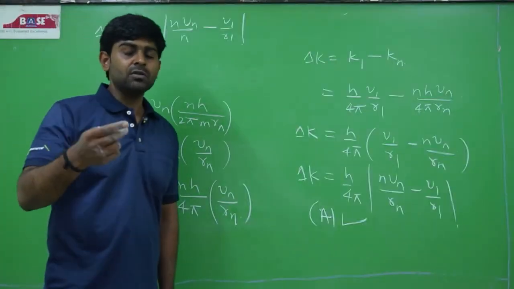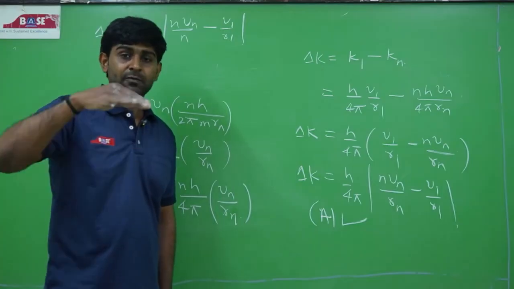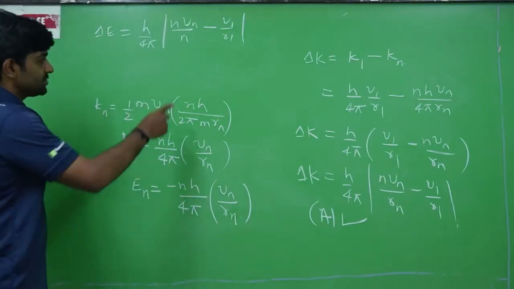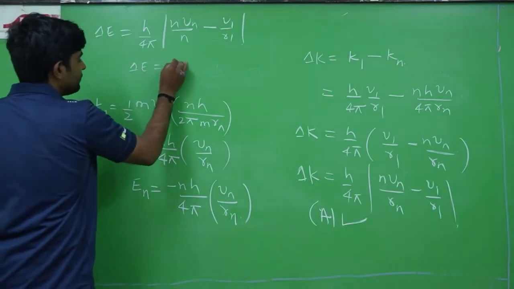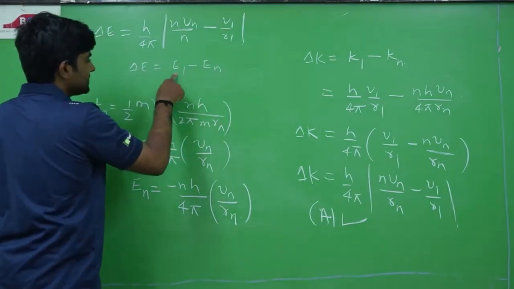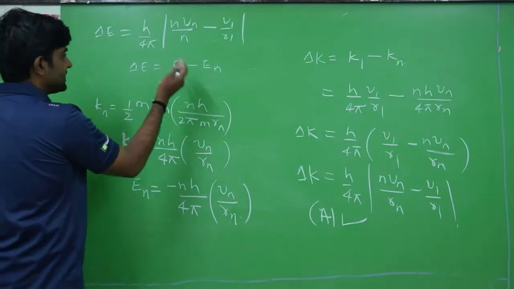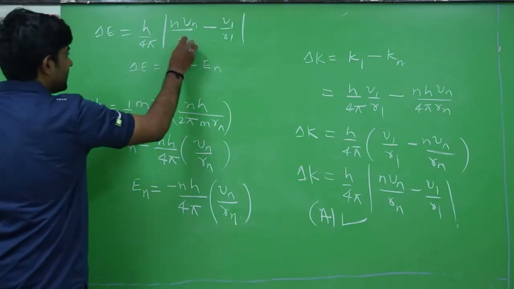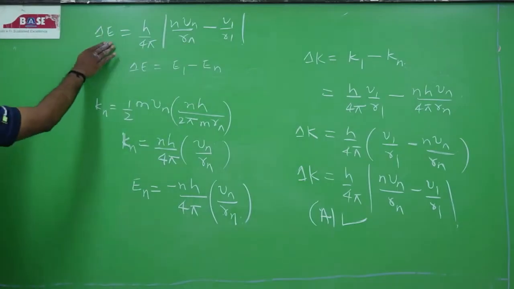So what we did, we took the final energy of the first orbit and the initial total energy in the nth orbit, and we took the difference of it. This is nothing but E1 minus En. This is the final energy and this is the initial energy. We are taking the difference of it, and as we express this, we will get h by 4 pi times (nvn by rn minus v1 by r1). So this is the change in total energy we are having.